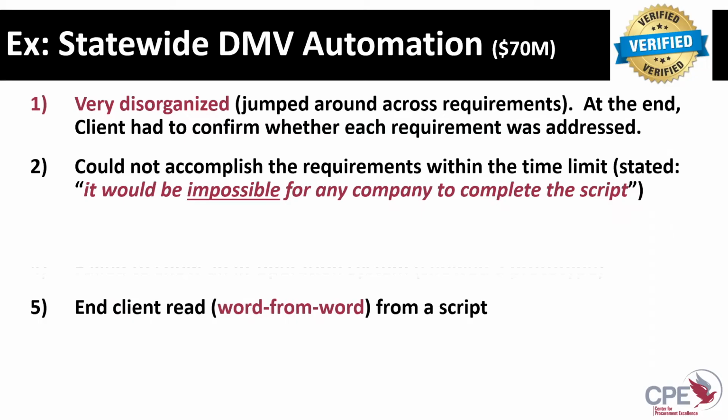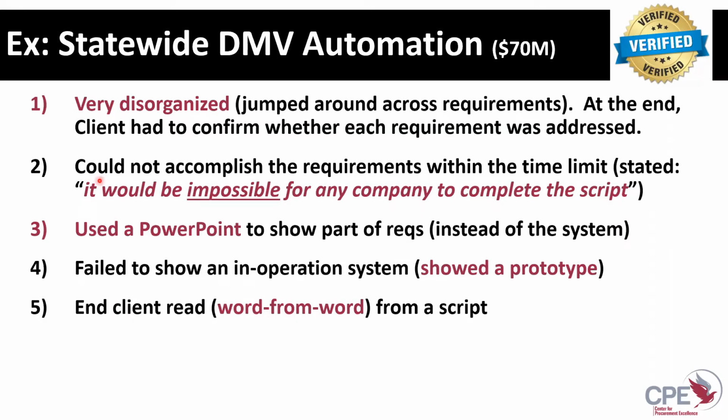I'm skipping out of order here. There we go. Number 3, they brought in a PowerPoint to show parts of the requirements because they didn't actually have the system that could do it. Very revealing. Number 4, failed to show an in-operation system, showed their prototype, showed their demo system.